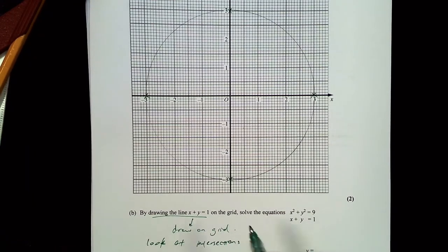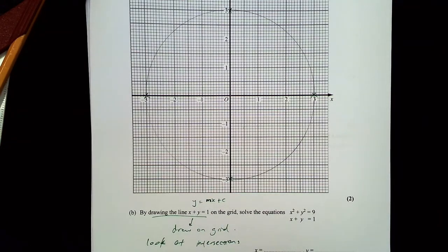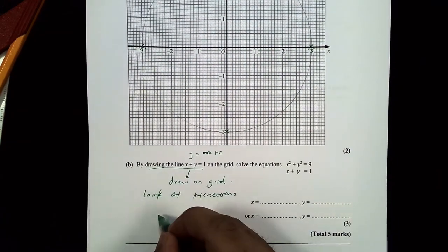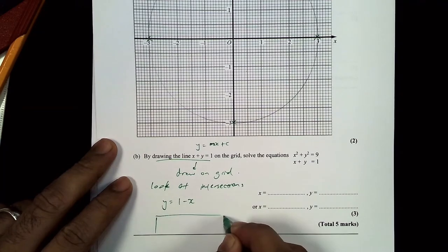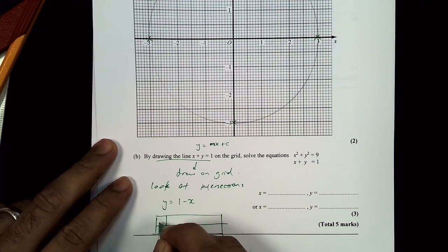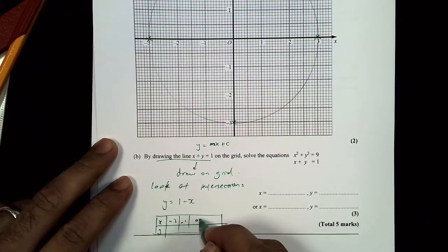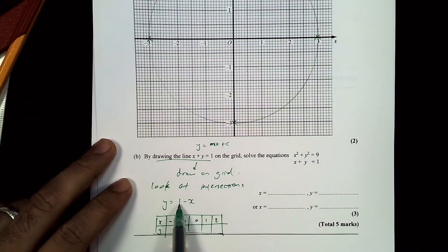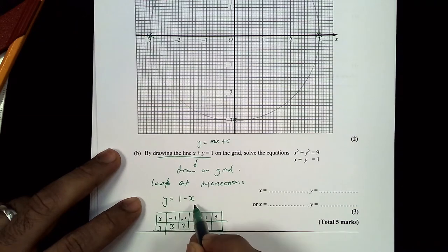First, I'm going to rearrange this, because you guys are used to seeing linear graphs looking like y equals mx plus c. So I'm going to move the x onto the other side for this second line. So y equals 1 minus x. Now, if we just do a quick table of values for this, nice and quick, x and y. We'll go from minus 2 to 2: minus 2, minus 1, 0, 1, and 2. So 1 take away minus 2, double negative, becomes 1 plus 2, which is 3. 1 take away minus 1, double negative, that's 2. 1 take away nothing is 1, 1 take away 1 is 0, 1 take away 2 is minus 1.